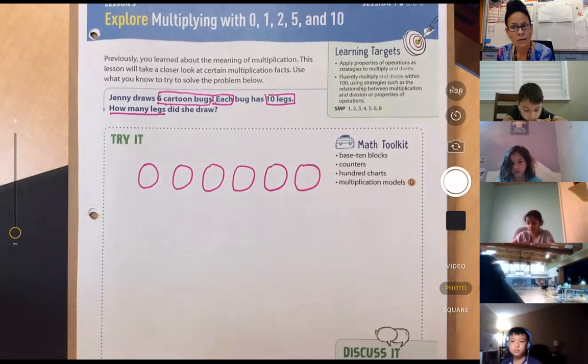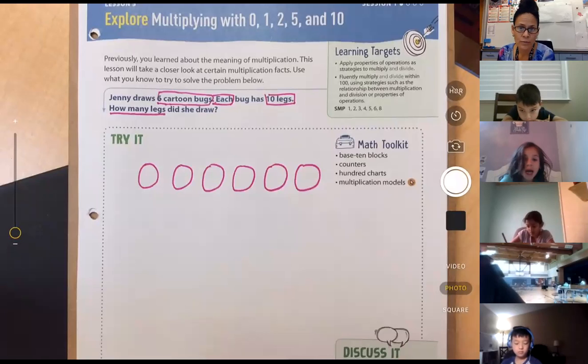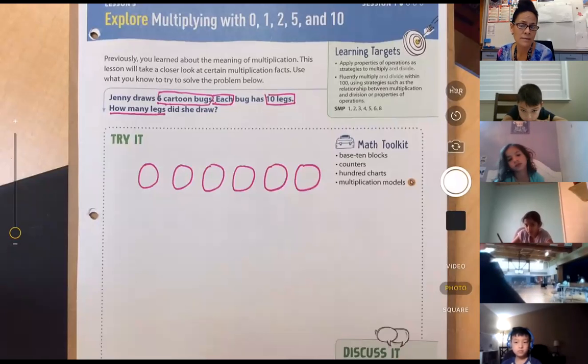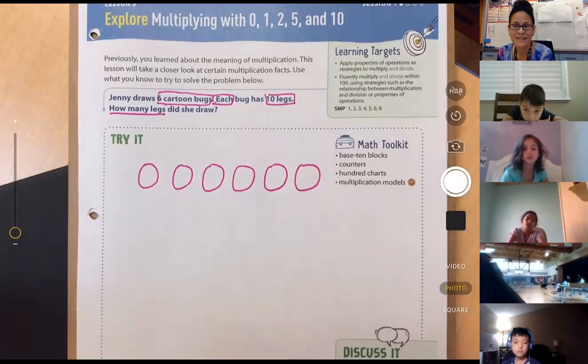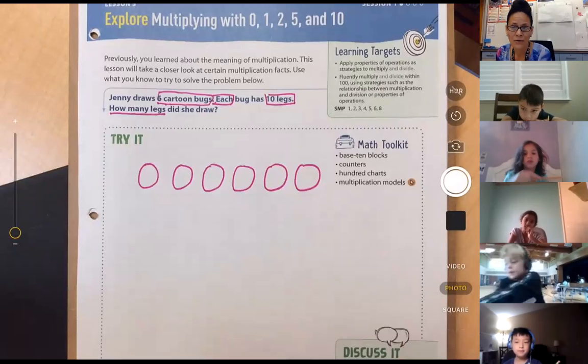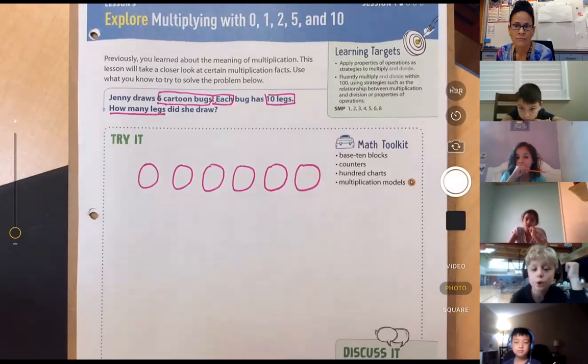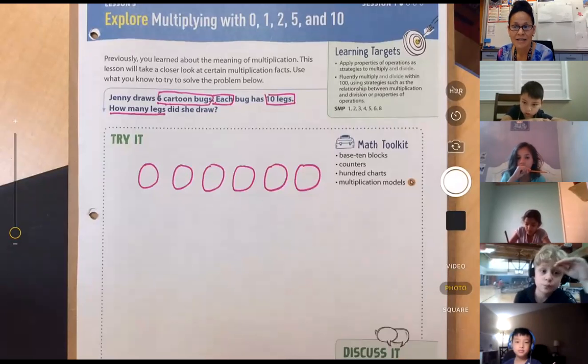But how many are in each group? Well, the problem also tells me that. They have 10 legs because apparently I'm drawing bugs. Each bug has 10 legs. So I get to draw my bugs. Here we go.